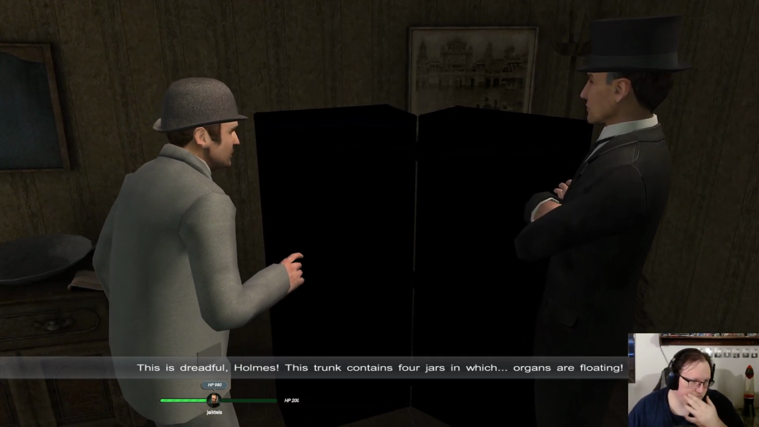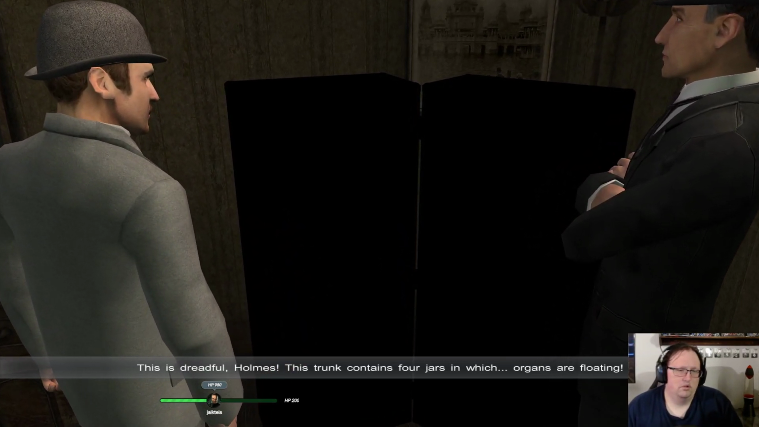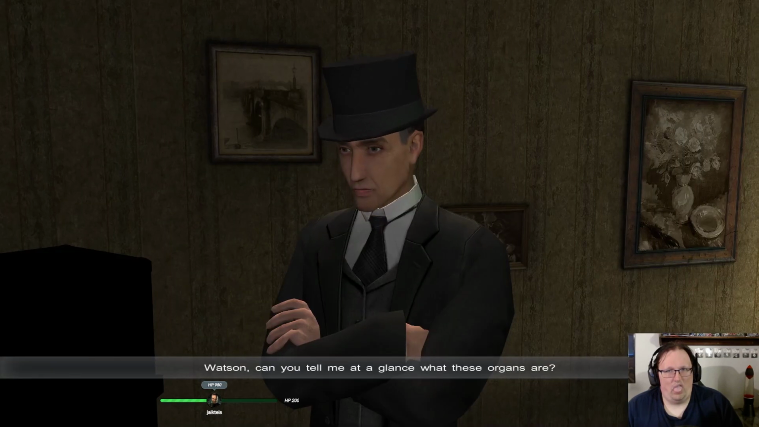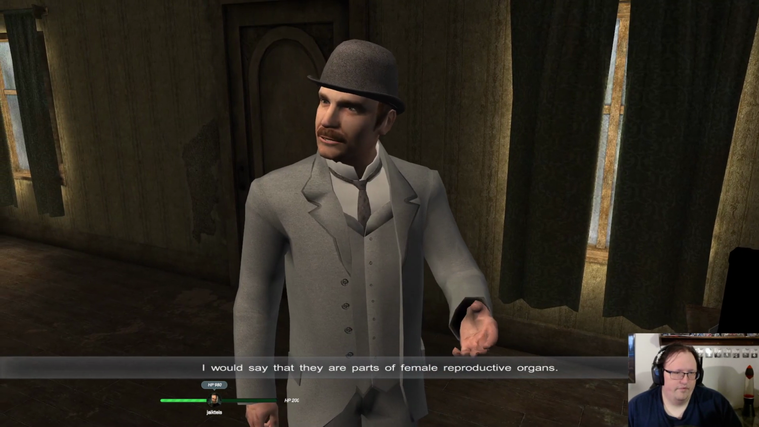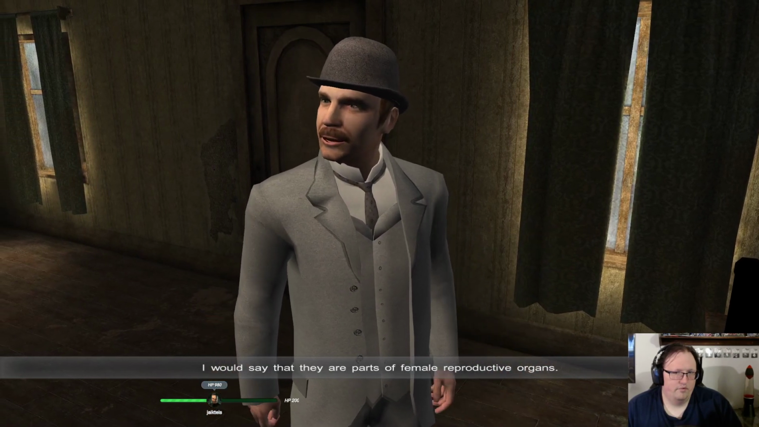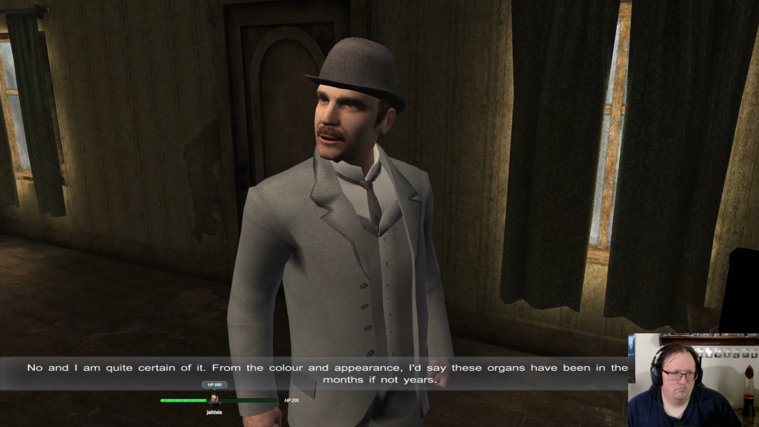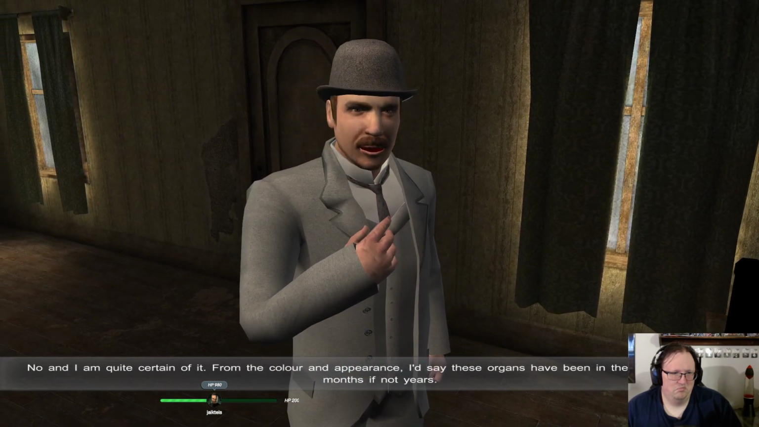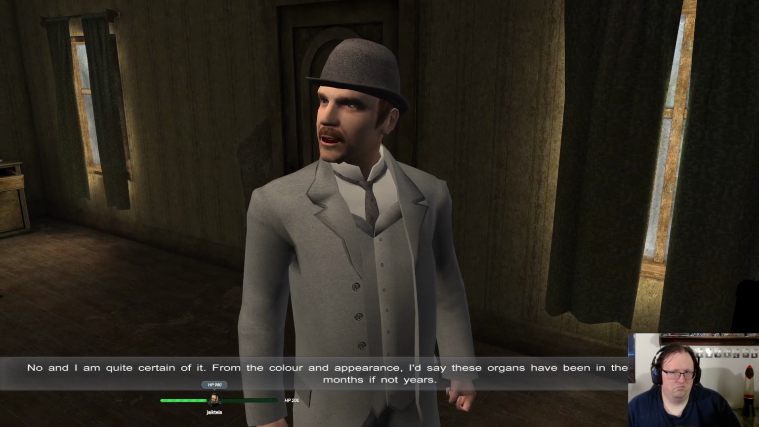This is dreadful, Holmes. This trunk contains 4 jars in which organs are floating. Watson, can you tell me at a glance what these organs are? I would say that they are parts of female reproductive organs. Are these specimens fresh? No, and I am quite certain of it. From the colour and appearance, I'd say these organs have been in these jars for several months, if not years.